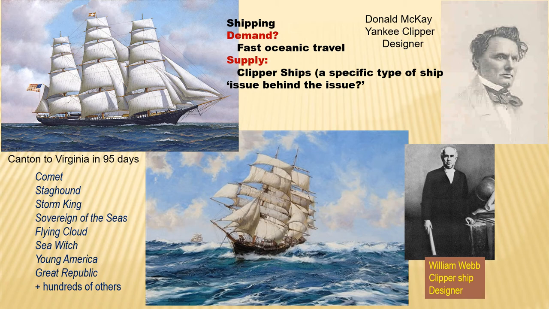So when we talk about the Comet, Staghound, Storm King, Sovereign of the Seas, Flying Cloud, Sea Witch, Young America, Great Republic, and hundreds of others, we're talking about many of these ships built for the California trade. That's exactly what Storm King, Staghound, and Comet did. Back and forth from the East Coast to the West Coast, going around South America.